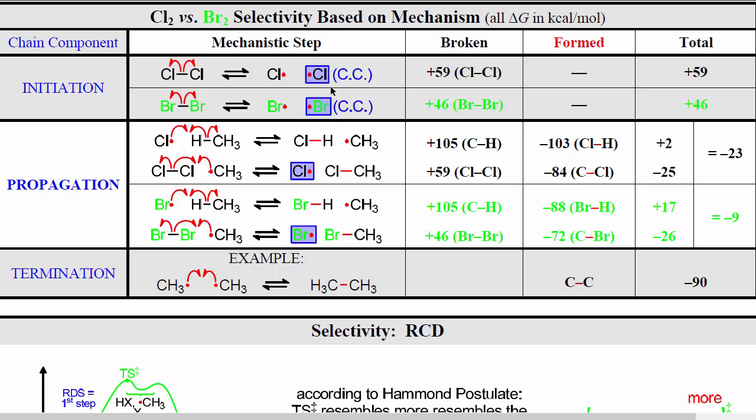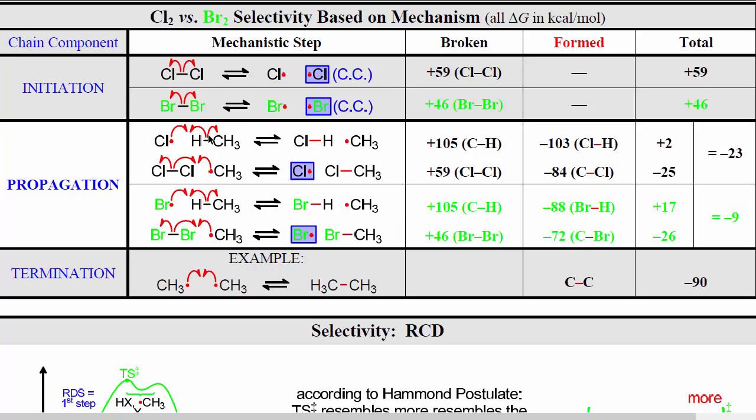bond. By contrast, of course, breaking a bromine-bromine bond is slightly easier, but it still costs a significant amount of energy. 46 kcals per mole. But once you have formed these radicals, then the relatively important things to keep track of are the energies associated here. So this initiation step costs energy, but in the end it won't necessarily matter. What does matter though is the energies involved in the propagation steps.